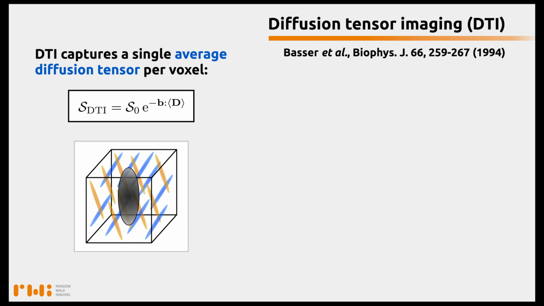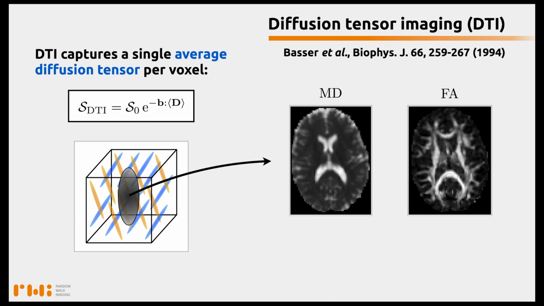From this average diffusion tensor, DTI computes two metrics called the mean diffusivity, linked to the trace of the tensor, and the fractional anisotropy, linked to the anisotropy of the diffusion tensor. You see that the mean diffusivity lights up in the ventricles or in the water around the brain because they are more diffusive than the rest. And the fractional anisotropy lights up mainly where you have these white matter fiber populations.